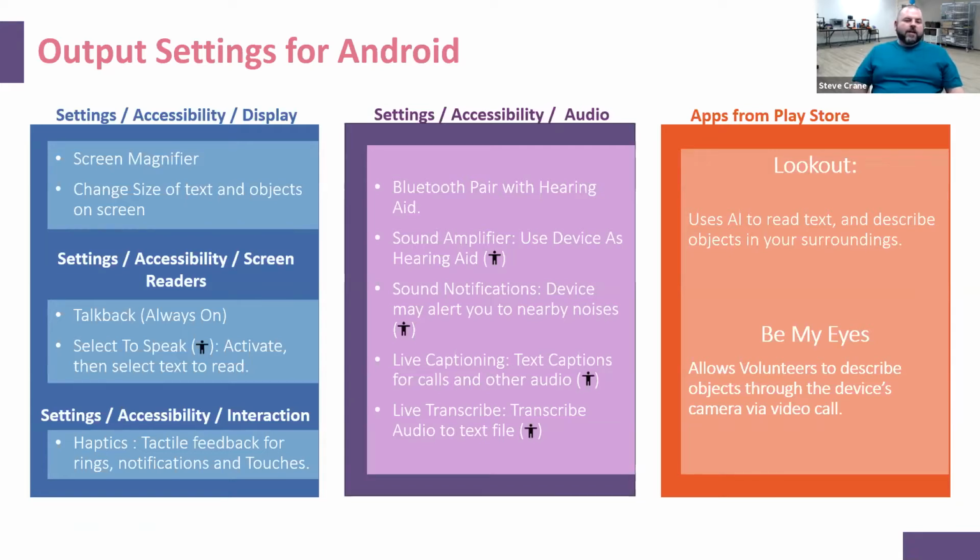Another example of this is Android live captioning. This is going to listen to audio using your device's microphone, so it can pick up phone calls, it can pick up a nearby radio or TV, a video playing on your computer. It will take what's being said and it will display caption boxes on your screen showing what has been said. So it's a speech to text engine, basically.